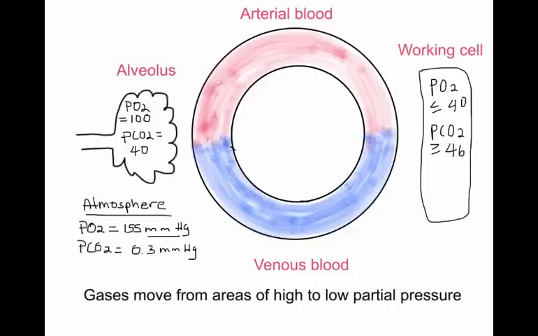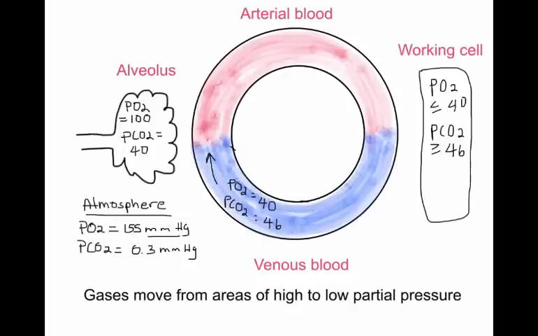Now, let's start this circuit by looking at the venous blood that's returning to the heart. So the partial pressure of oxygen in the venous blood returning to the heart is going to be about 40 millimeters of mercury, and the partial pressure of CO2 is going to be about 46, and you'll see where these numbers came from in a minute. And so this blood is moving through the pulmonary capillaries. Now, remember we said that gases move from areas of high to low partial pressure, and these are in really close proximity with each other and can diffuse right across these membranes.